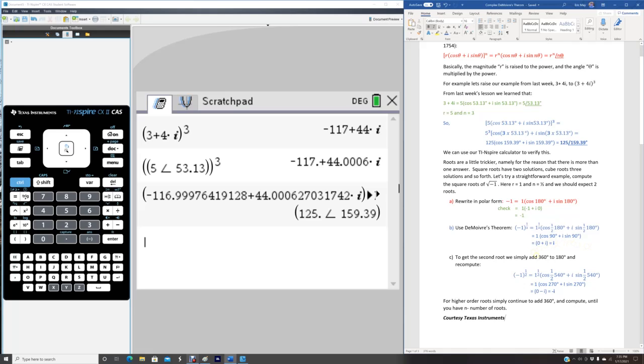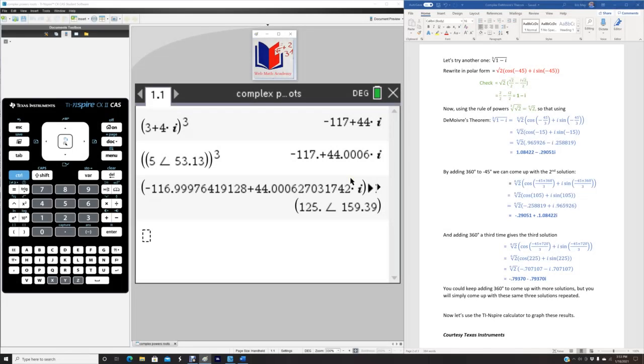To get the second root, we simply add 360 degrees to 180 and start all over again. So when we add 360 to 180, we end up with 540. If we raise the modulus r, 1, to the 1/2 power, that's 1, and cosine 270 plus i sine 270 leaves us with 0 minus i, which equals -i. So the roots of the square root of -1 are both i and -i. For higher order roots, you simply continue to add 360 over and over again and recompute until you have the n number of roots.